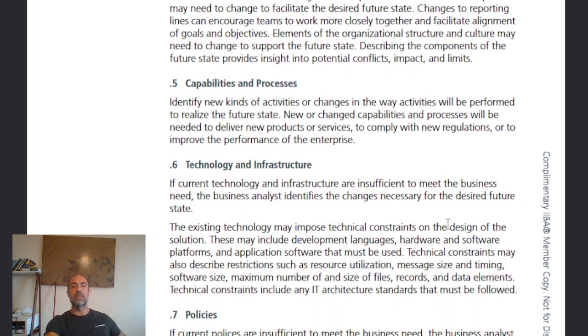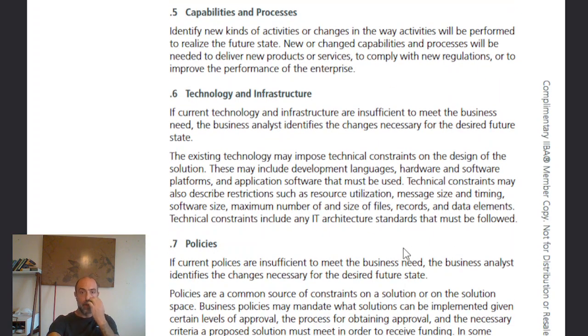Capabilities and processes is also an element. It's about identifying the kinds of activities and changes in the way activities are performed to realize the future state. New or changed capabilities and processes may be needed to deliver new products or services, to comply with new regulations, or to improve the performance of the enterprise.